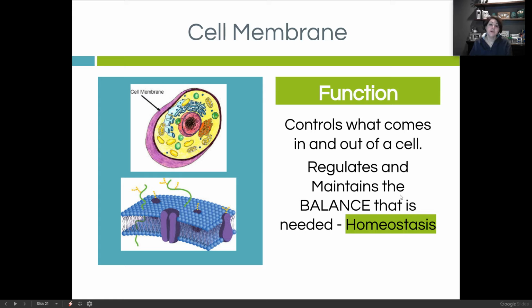So it maintains those conditions inside the cell so that the cell doesn't die. And we're going to take a closer look at the cell membrane once we're done learning about the basics of cells. So you can see here in this picture that it's kind of complex. It has two layers, it has all sorts of stuff poking in and out of it. And so we'll talk about how the cell membrane is structured so that it can do its job of letting things in and out of the cell. So that's the first thing all cells have.